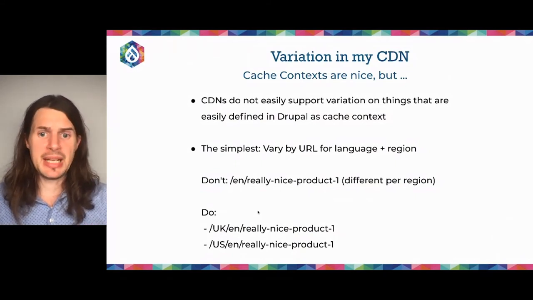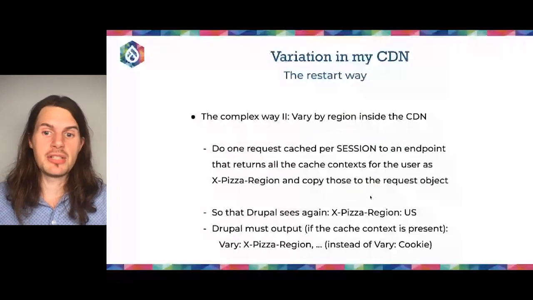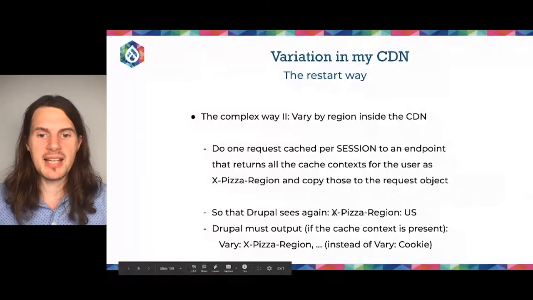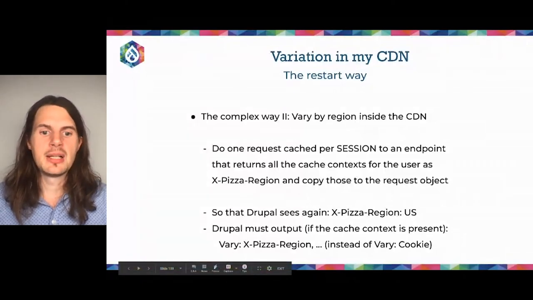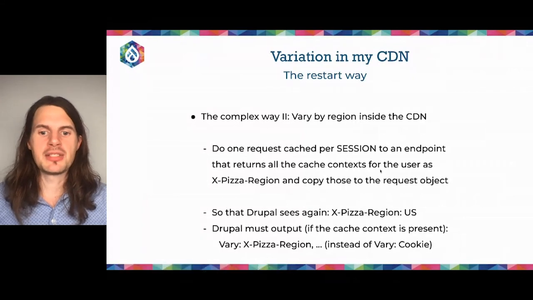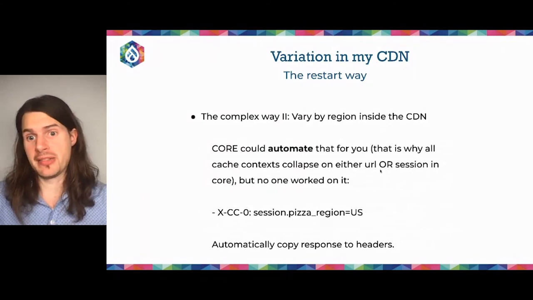There's another way using Varnish and restarting things. You do one request cache per session to an endpoint. It returns a pizza region. You copy those to a request object, and it's pretty complicated. But again, the important thing is Drupal sees X-Pizza-Region US. You vary by the X-Pizza-Region, and same again. So Core could automate that for you.